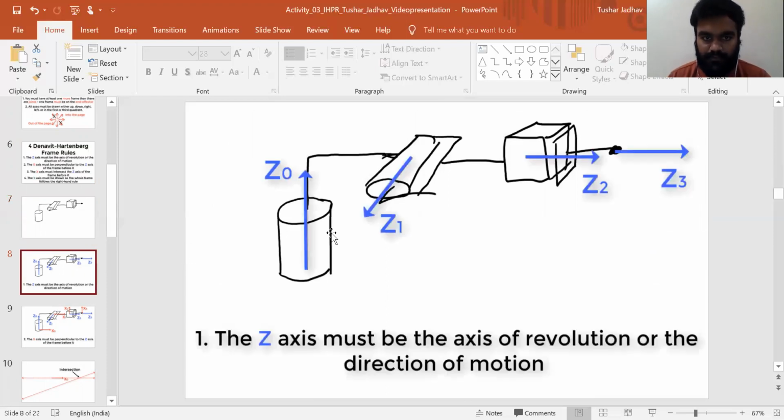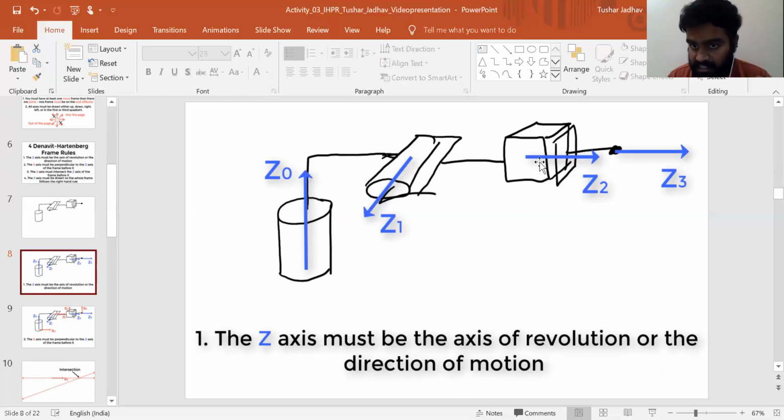Now let's move forward. So now see, according to the first rule, the z-axis must be the axis of revolution or the direction of motion. So in the first part, since this part is going to rotate along this plane, the z-axis is perpendicular to that part. So this is the correct notation that we have to give. Similarly, for this joint, since this is going to rotate in a horizontal direction, the z-axis is coming out of the page, which is perpendicular to this part.